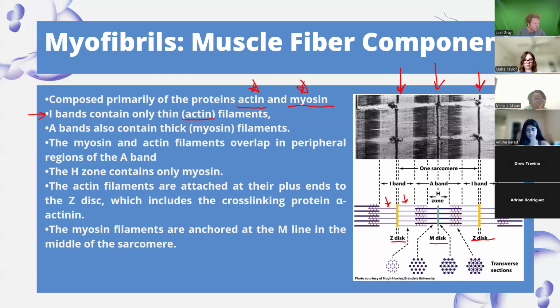The implications are the I band and the A band will change their size, as will the H zone. Now, the H zone is nothing but myosin. Let's just look at the H zone, that middle region that is nothing but myosin. When the Z discs get closer together, what do you think the H zone is going to do? Your options are it can either grow or it can shrink.